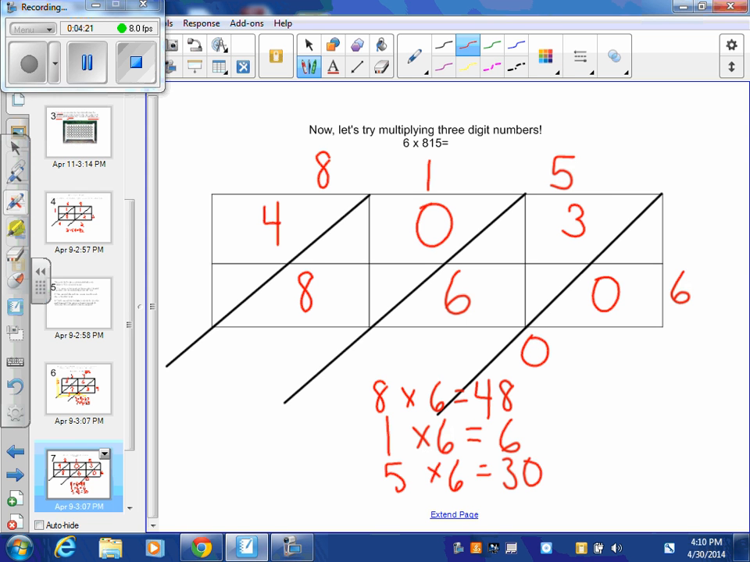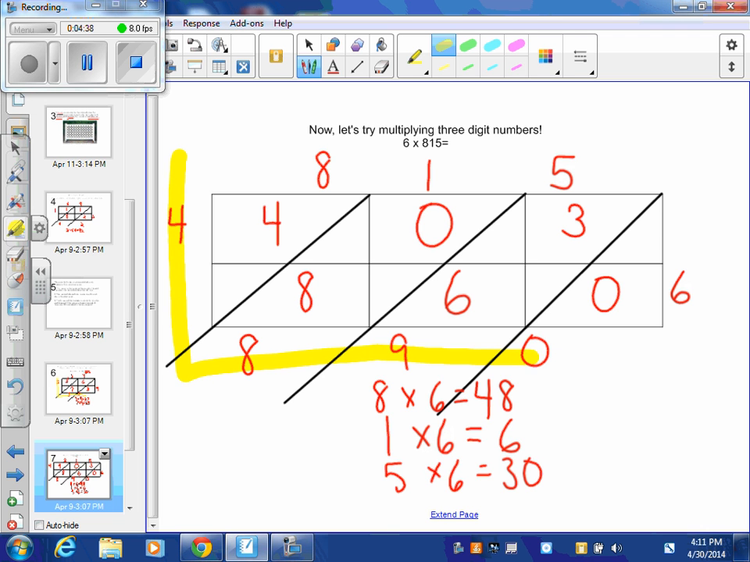0, 6 plus 3 equals 9. 0 plus 8 has a sum of 8. And then finally 4. Again, our answer can be found on the side of our lattice. So now we know that 6 times 815 equals 4,890. Don't forget the comma.